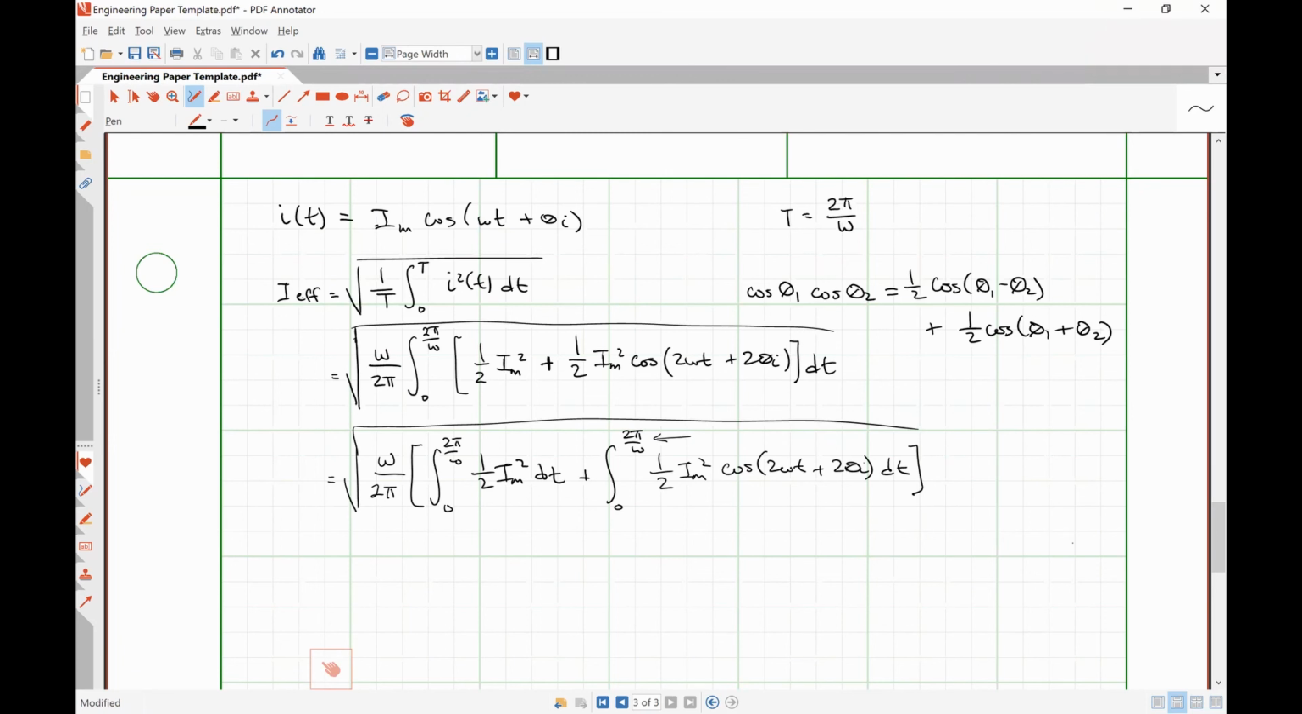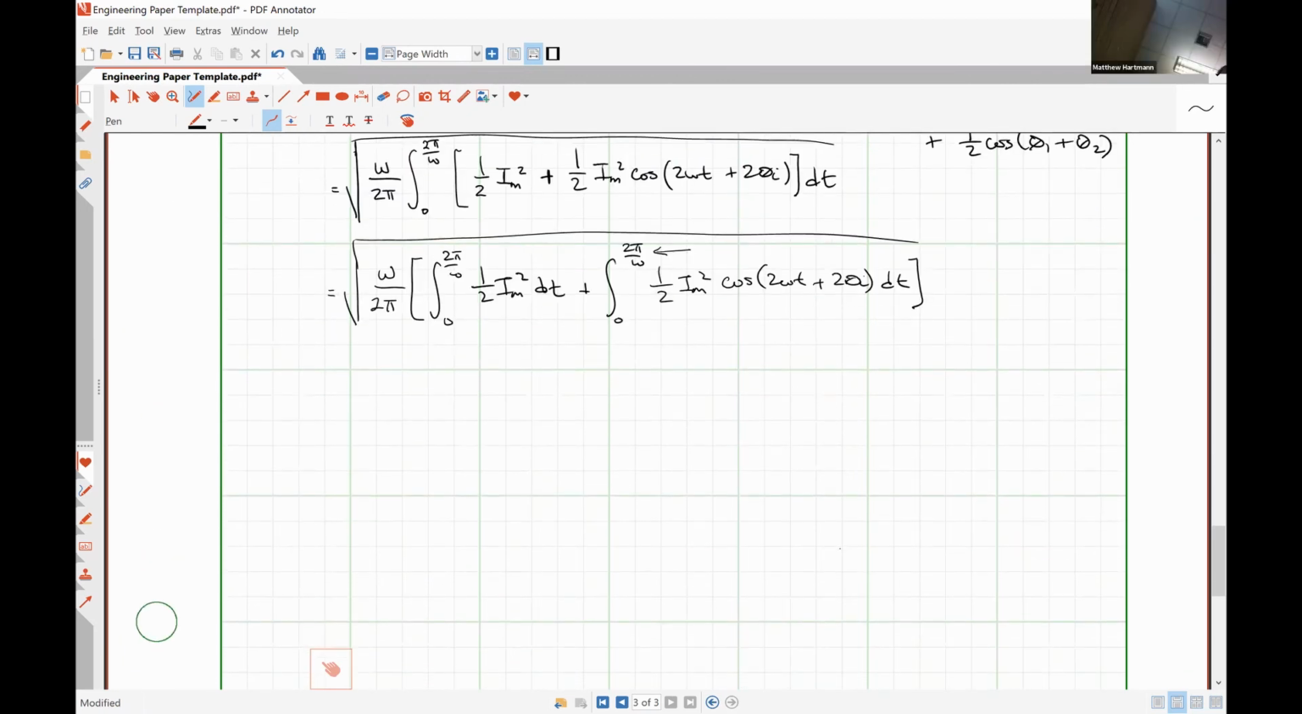So my question for you all is, what happens when I integrate over 2 periods of a sinusoid? What do I get? Cancels out, right? Yeah, if we integrate over any integer multiple of periods, the answer is 0. So this integral is 0.